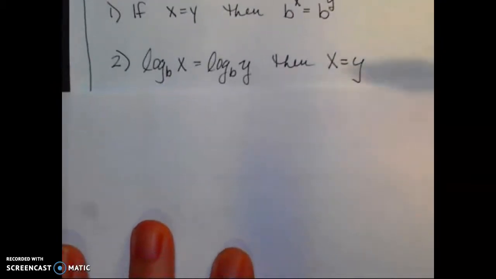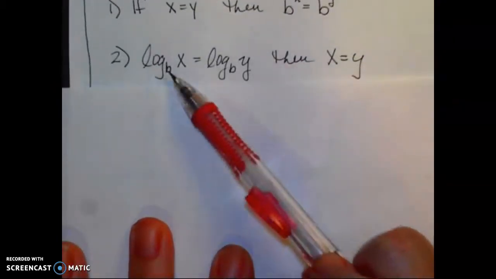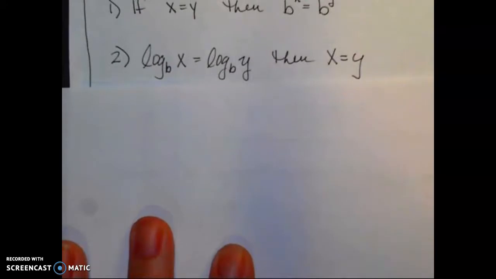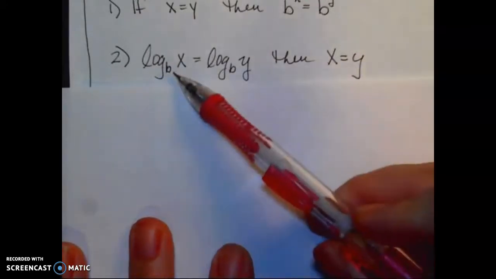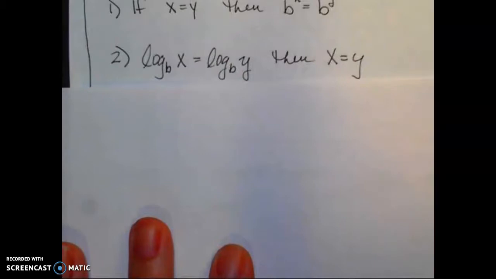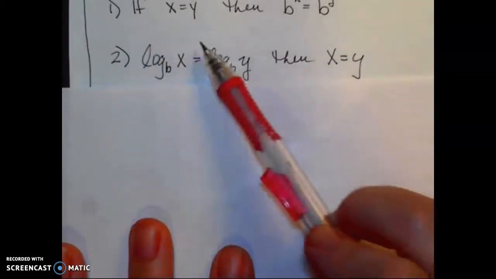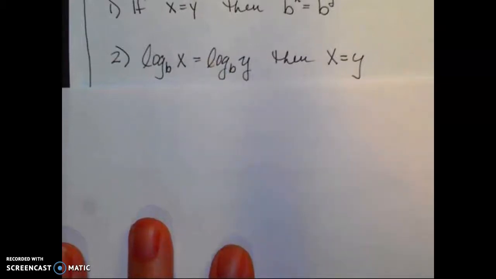The second piece is if I have log sub b on both sides and they're exactly the same, like log sub 2 and log sub 2, you can cancel them. So I could cross them off as long as they're exactly the same on both sides, and you're going to be left with x equals y.